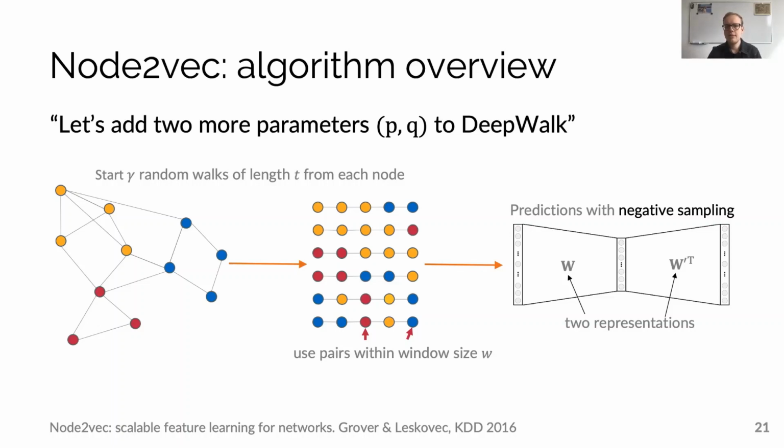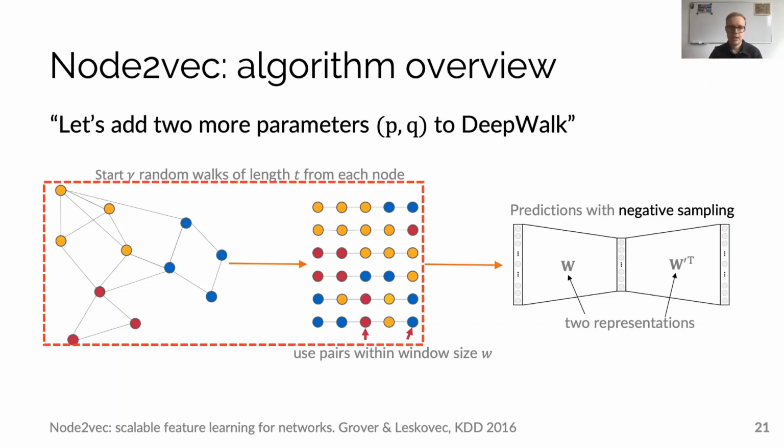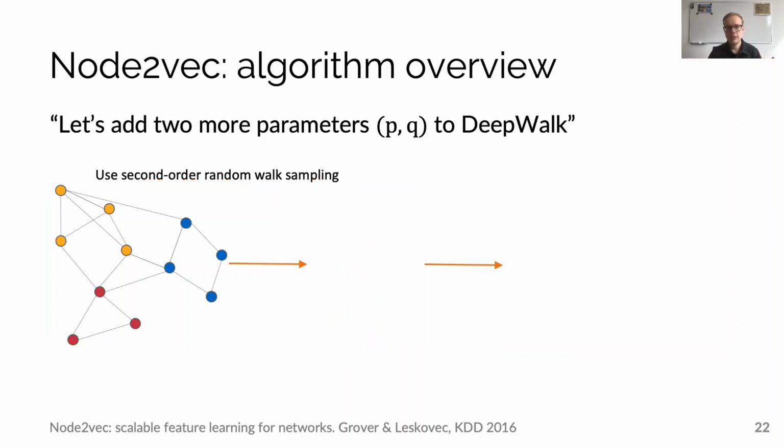So they try to add 2 more parameters, P and Q, to DeepWalk. The rest of it is practically the same except for the negative sampling part. So the negative sampling is the same as in LINE, and the whole random walks, gamma random walks of length T, use pairs within window size W, is the same as in DeepWalk, but there are 2 more parameters, and I will show how they work. So I will focus on the walk generation part, because this is where the parameters are actually used.